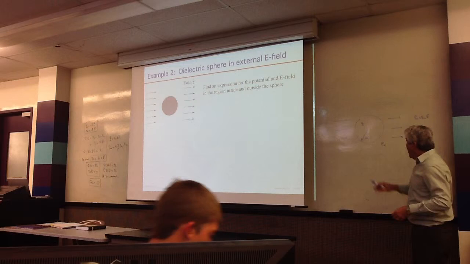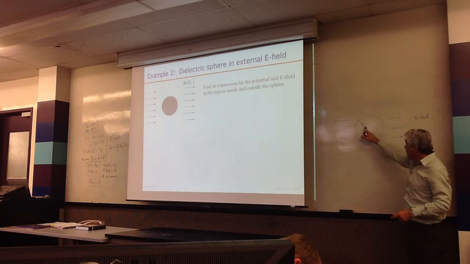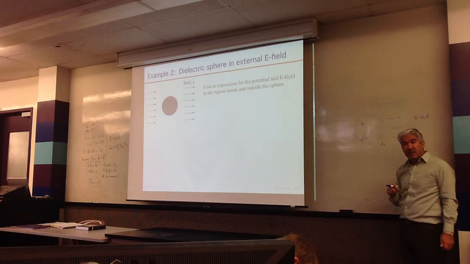And now this is different, because I'm going to assume that this epsilon is constant, so it's now a linear isotropic homogeneous dielectric. Linear, isotropic, homogeneous. That's why I have epsilon equal to constant. And now what is going to happen? The polarization is going to be induced.